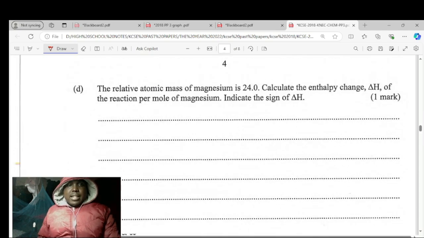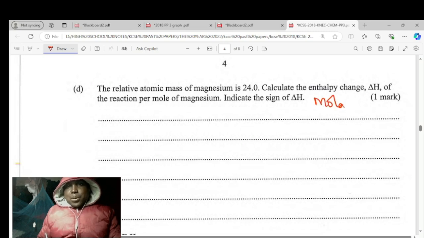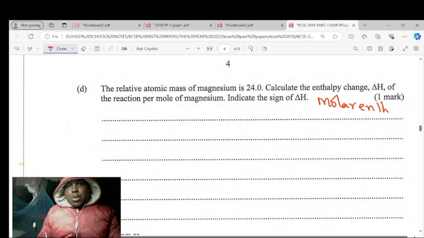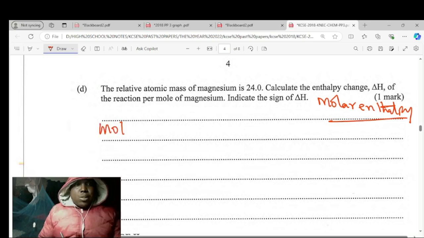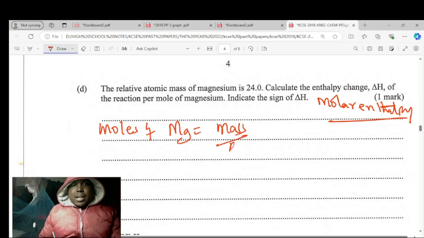Given that the relative atomic mass of magnesium is 24, calculate the enthalpy change for the reaction per mole. So what we are looking for is molar enthalpy. We are calculating molar enthalpy for 1 mole. So first let us get the moles of magnesium. Moles is equal to mass over RAM. The mass was 0.3 divided by 24, and that one gives us 0.0125.